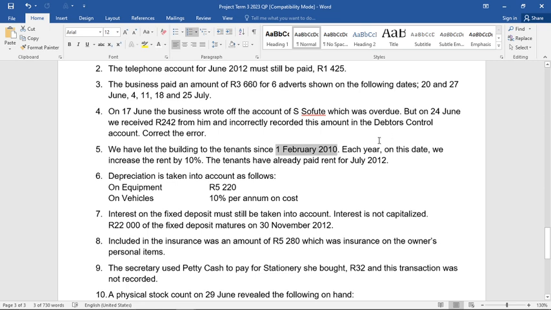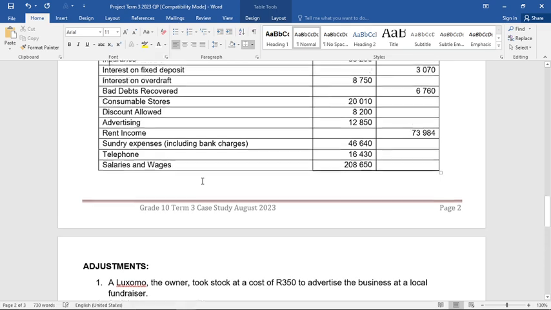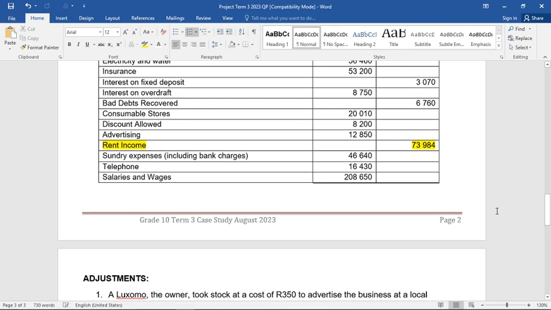It does, however, say each year on this date we increase the rent by 10%, and the tenants have already paid the rent for July. Right. So this is the most difficult adjustment we're going to find in this activity, and we're going to have a close look at rent income over there. So rent income is sitting at 73,984. Now how many months would 73,984 represent?